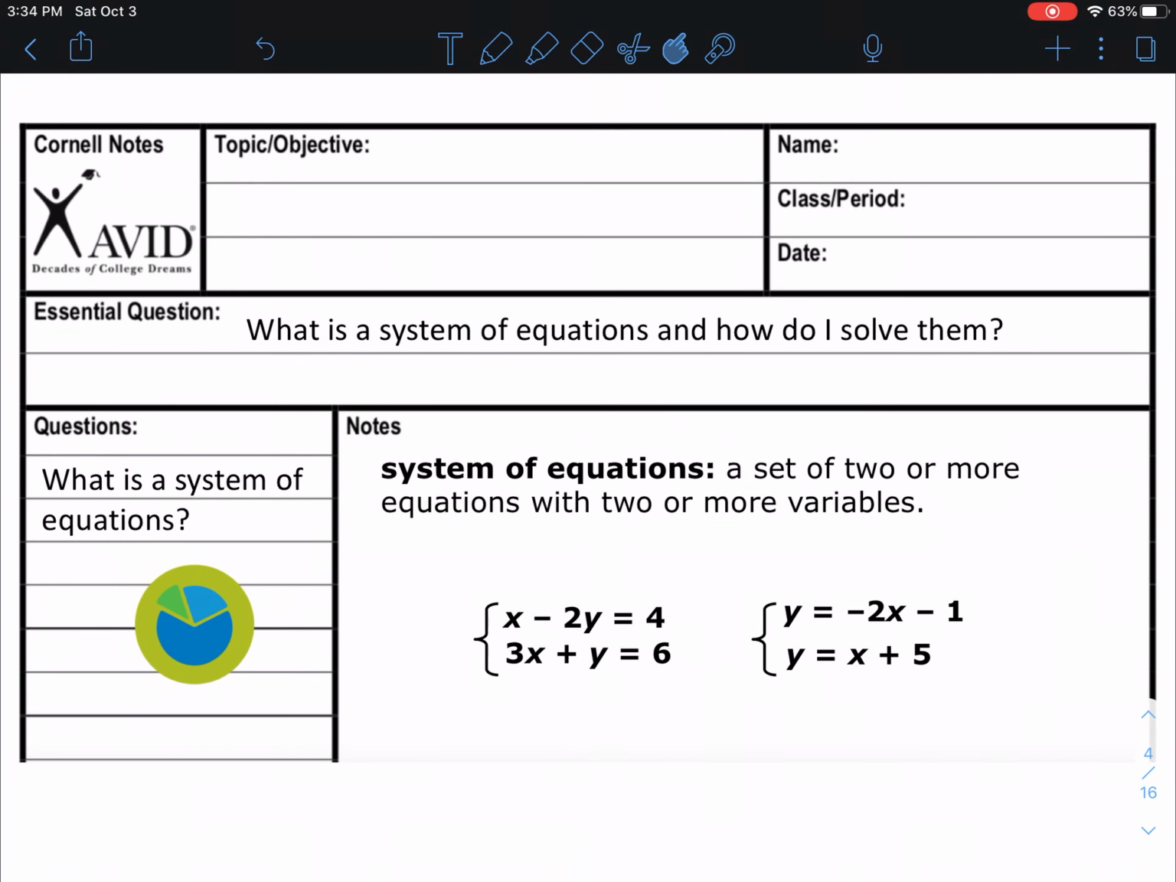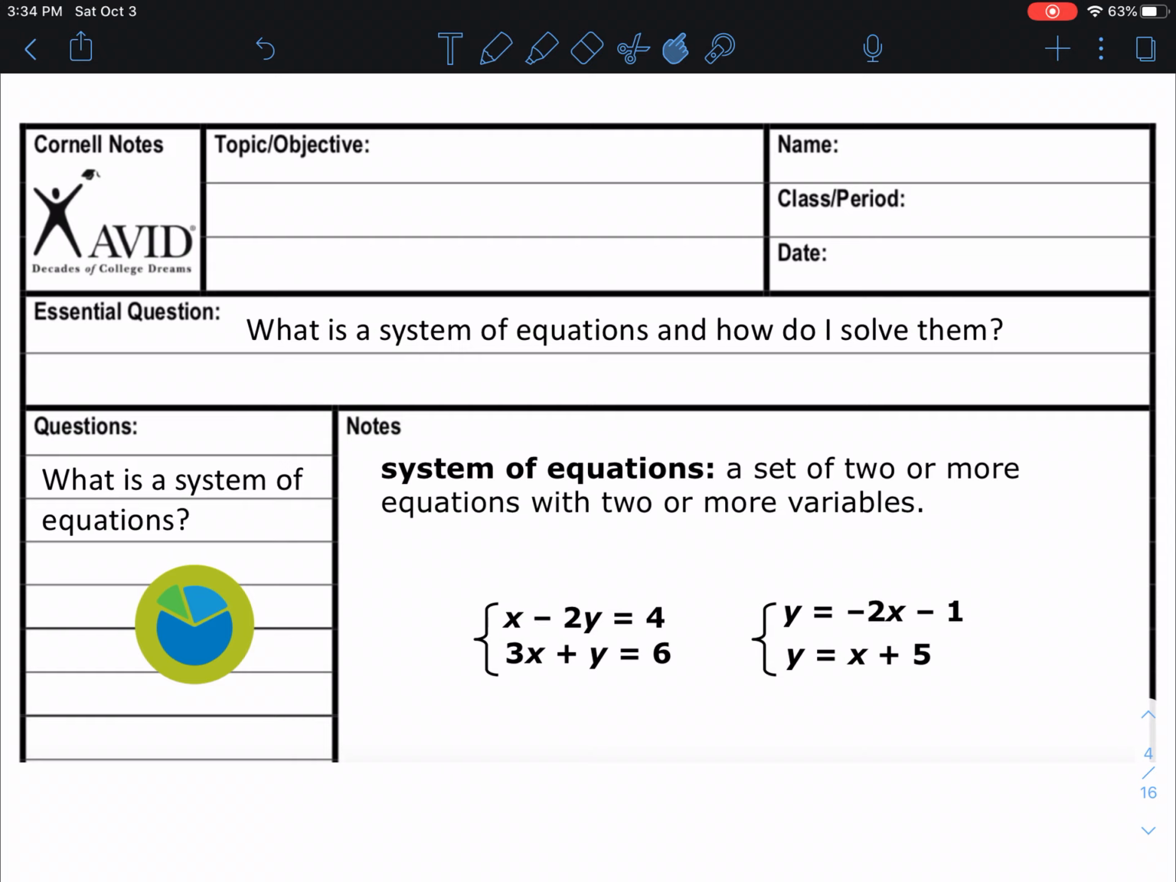So what is a system of equations and how do I solve them? A system of equations is simply when you have an equation for a line or a quadratic function or any type of thing. We are only going to look at linear systems right now. So a system is a set of two or more equations. You could have two, you could have three, with two or more variables. Currently, when we've talked about systems of equations, we've only had two variables.